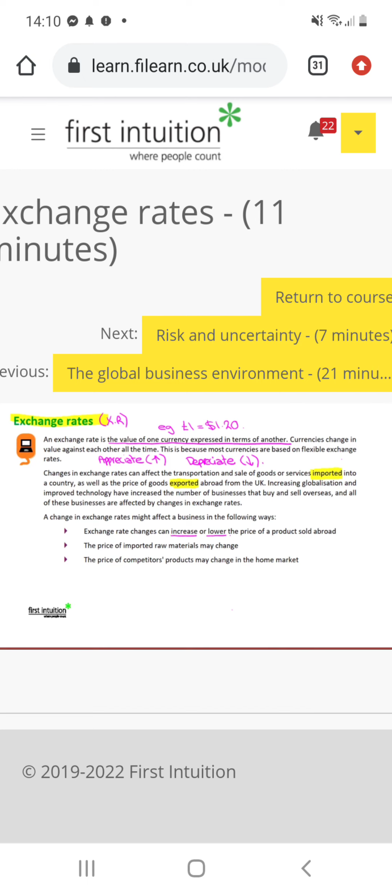It will also impact on the price of imported raw materials for an organisation, so perhaps buying in strawberries from abroad or precious metals. The price of competitors' products may change in the home market. We might produce and sell in the UK. China may sell in the UK, but China would be subject to those exchange rates.